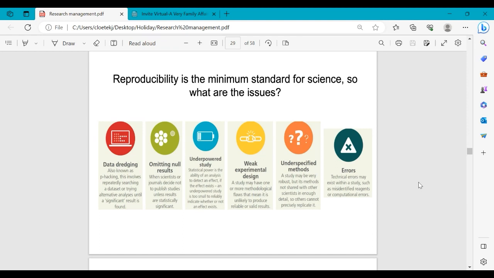Very important here: weak experimental design. A study may have one or more methodological flaws that mean it is unlikely to produce reliable or valid results. For example, you may use the wrong technique to analyze a specific data set or a specific sample. For example, if you want to analyze heavy metals in a sample, and the setup of your experimental technique is not correct to detect heavy metals, and you analyze the sample and report that it didn't have any heavy metals in it, then reviewers or editors may pick up on this technique not being good enough to detect heavy metals. So there might have been heavy metals in it, but you used the wrong technique.